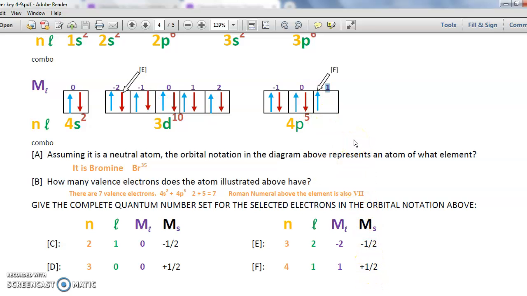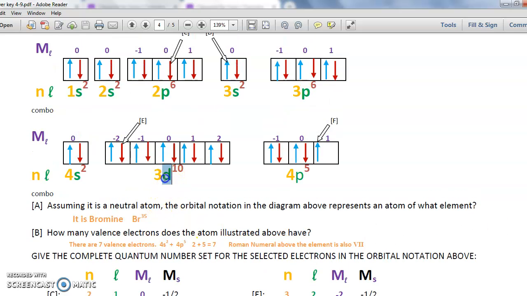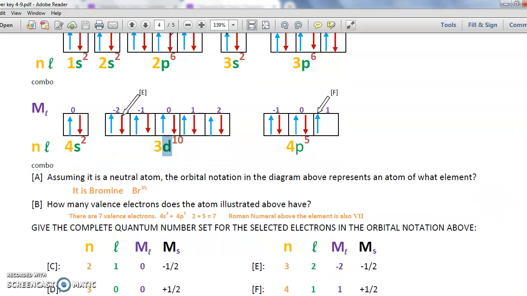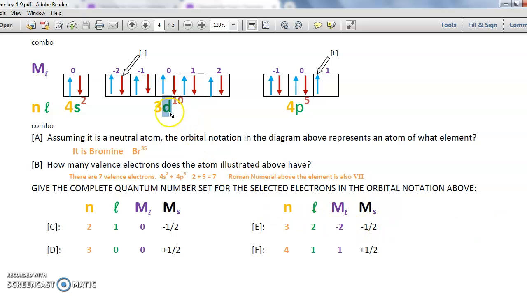The only hard part about doing this is knowing what the second number is. S is 0. If it's a P, it's a 1. If it's a D, it's a 2. If it's an F, it's a 3. Here's a trick for doing it. How do I remember the second number for a D is 2? Because the third number goes from minus the second number to positive the second number. So if it's minus 2 to positive 2, when I'm in the D, it's a 2.